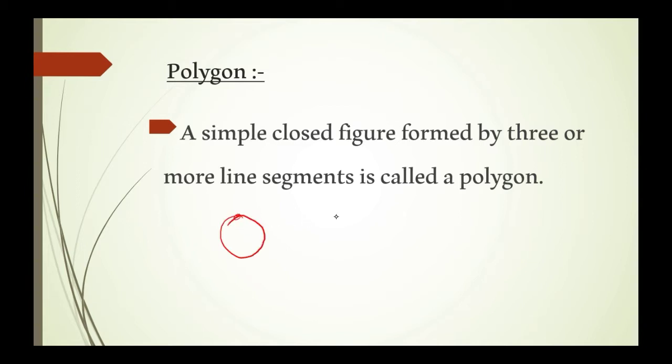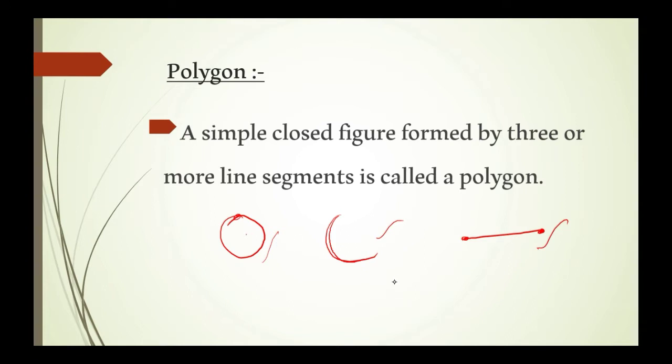This is closed, this is open, right? This is an open figure, this is a closed figure, this is a closed figure, this is an open figure. So we are talking about a closed figure formed by three or more line segments. What is a line segment? This is a line segment. A line with two endpoints is a line segment. A closed figure formed by line segments is called a polygon.